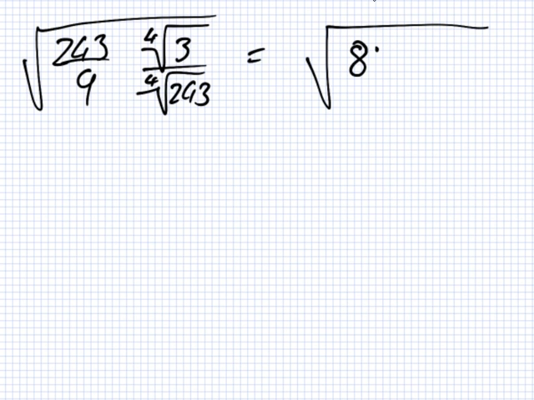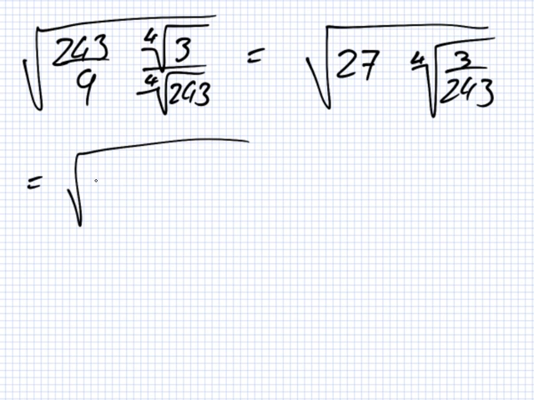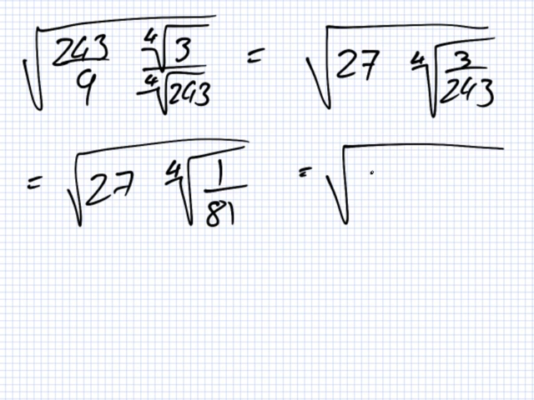No, it's not. Sorry, what am I saying? Of course it's not. It's 27. This is the fourth root of 3 over 243. This is square root 27, the fourth root of 1 over 81. This is the square root of 27, the fourth root of, and 81, 1 over 81 is 81 to the power minus 1.